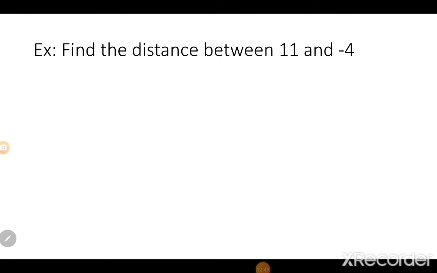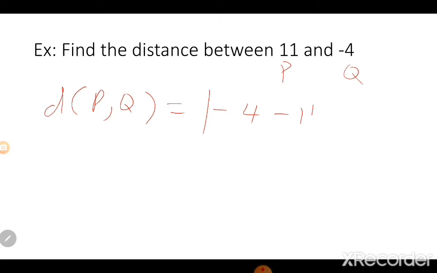So let's look at this example. Find the distance between 11 and minus 4. So let's call 11 P and minus 4 Q. So distance from P to Q is, we just put this in absolute value, and we can have minus 4 minus 11. That's the absolute value of minus 15. So this is equal to 15.